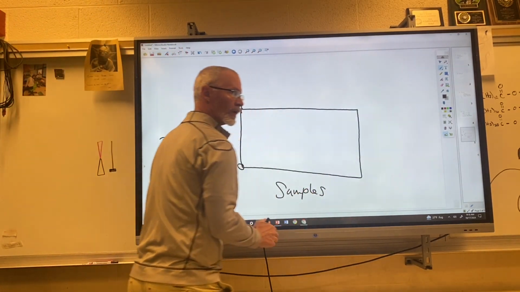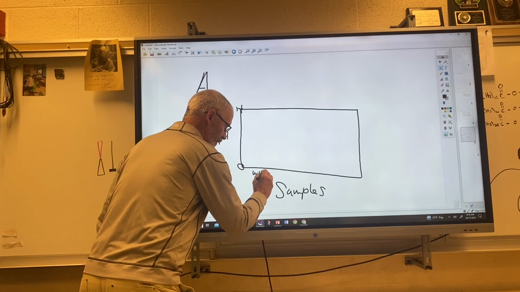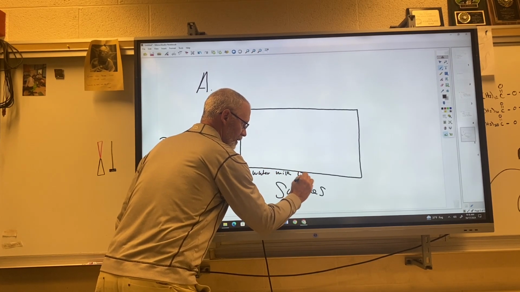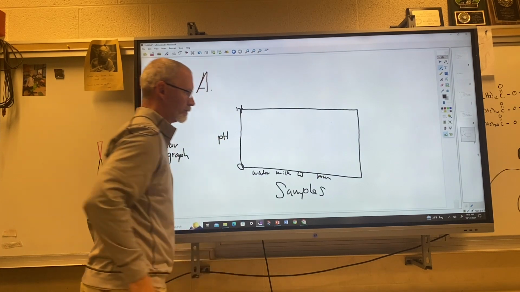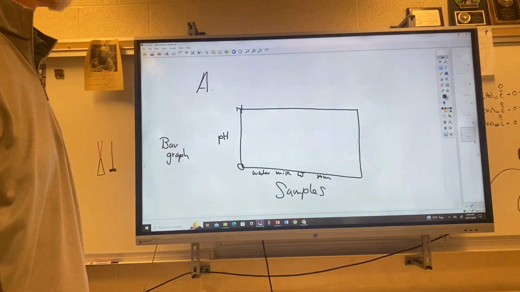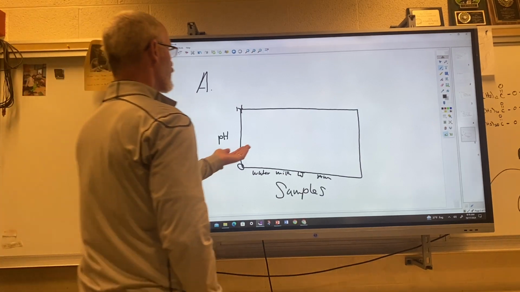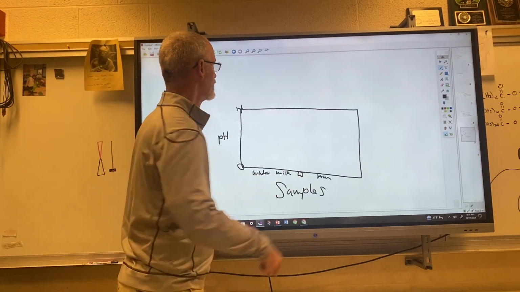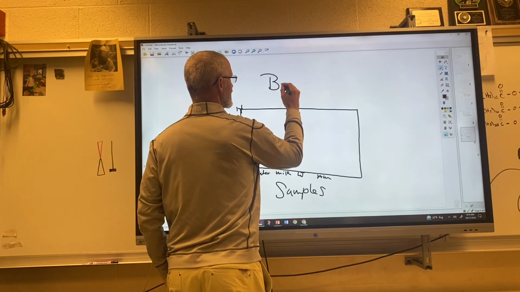Then under each one of the samples, they will be labeled water, milk, lemon juice, and ammonia. Make sure you have all of these labels. Then your graph must have a super title, and it'll be included in the graph. This one will be called baselines.